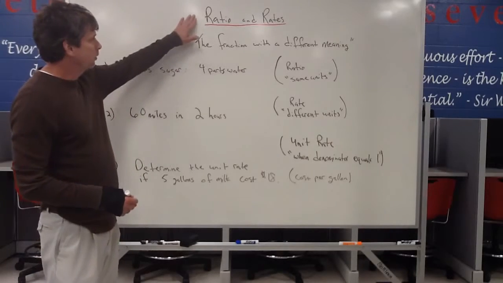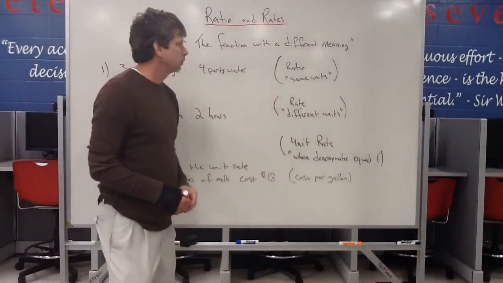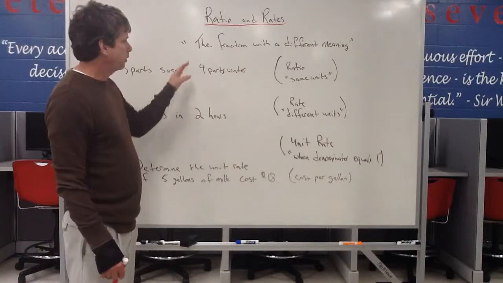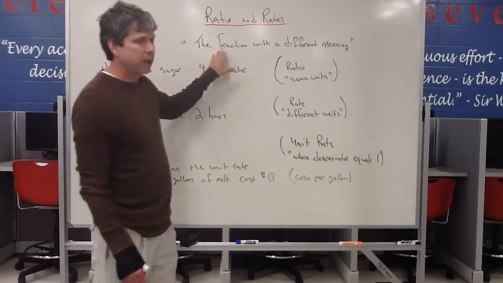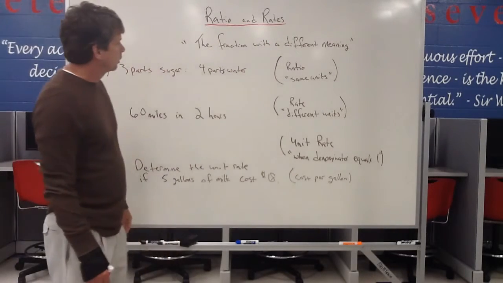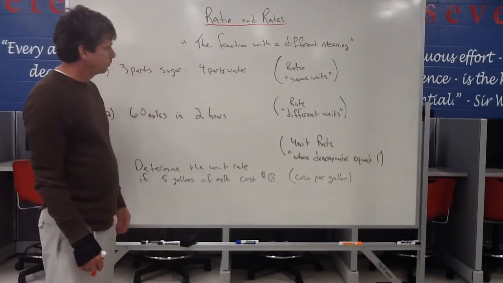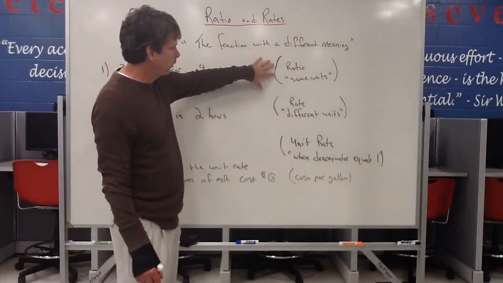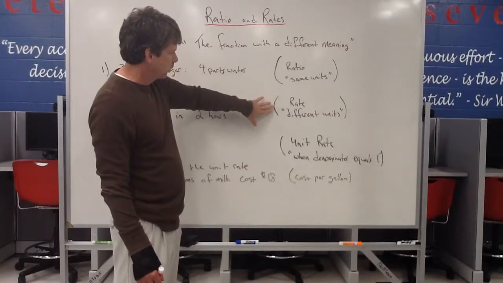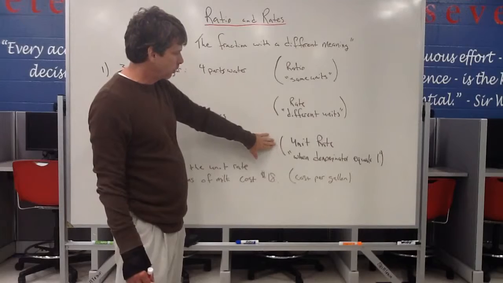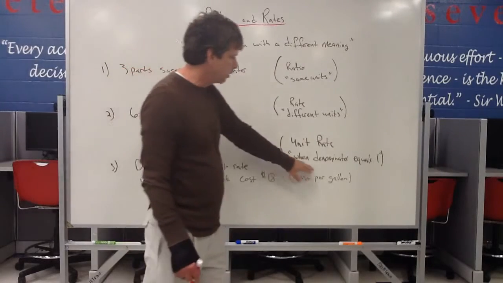Tonight we're going to introduce ratios and rates. Again, a ratio and a rate are just a different type of fraction. So it's a fraction with a different meaning. Ratios typically have what we call the same units. A rate usually refers to something with different units. And then there's what we call a unit rate. That's when the denominator is equal to 1.